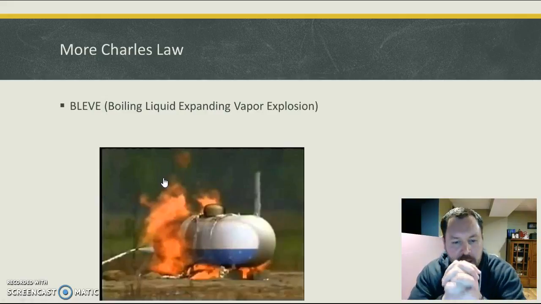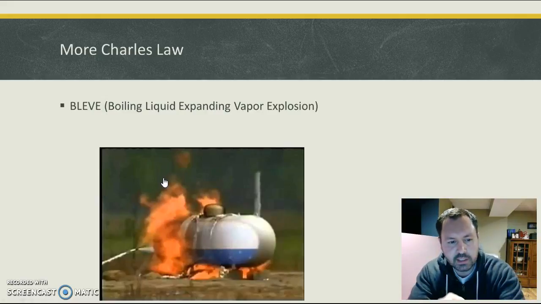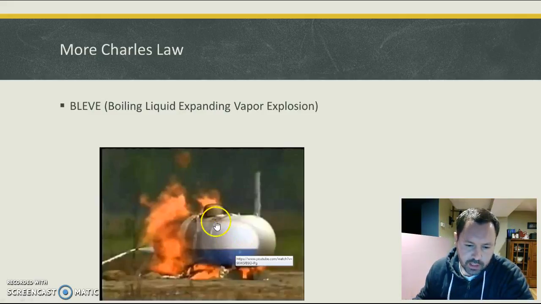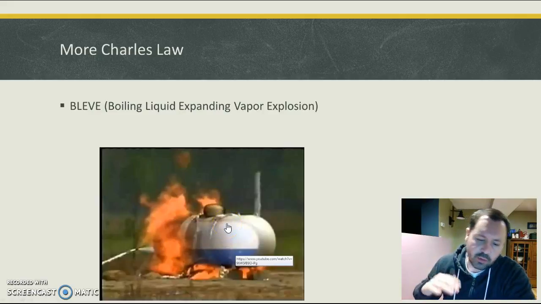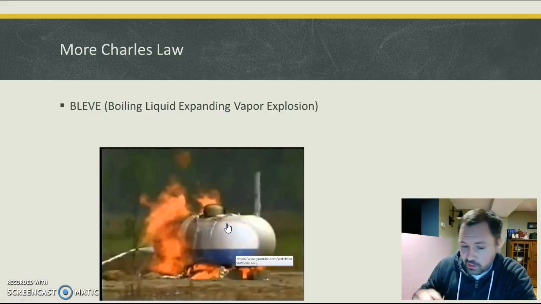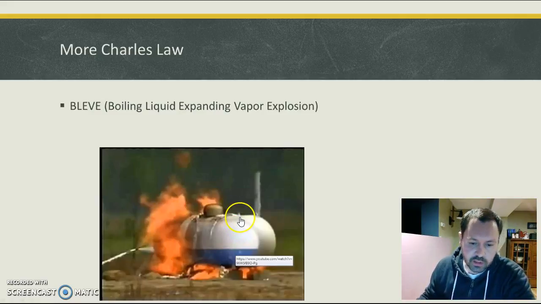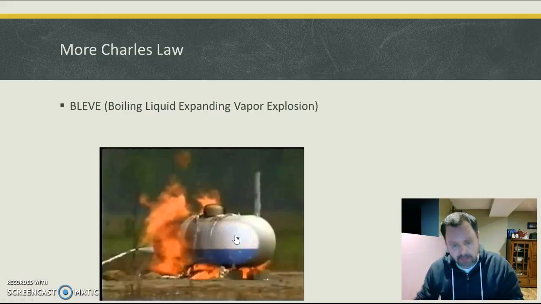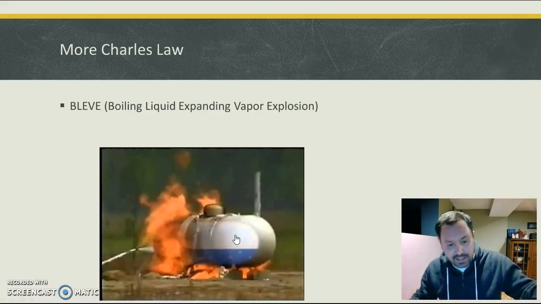More Charles' Law. This is probably one of the best real-life examples of Charles' Law: a BLEVE, a boiling liquid expanding vapor explosion. Take a look at this propane tank. This propane tank is on fire. Propane tanks have an emergency valve to release pressure in case they start to burn like this so they don't explode. However, in this one, they plugged that emergency valve and they're heating it up quite a bit. So what do you think is going to happen to the volume of the gas inside here as it heats up? That's correct. The volume of gas is going to increase until this thing explodes.